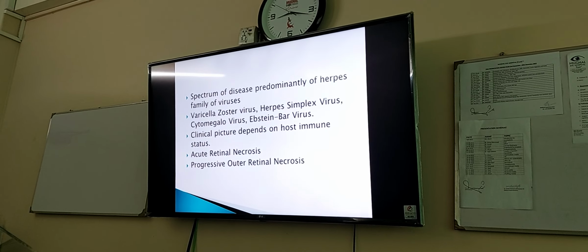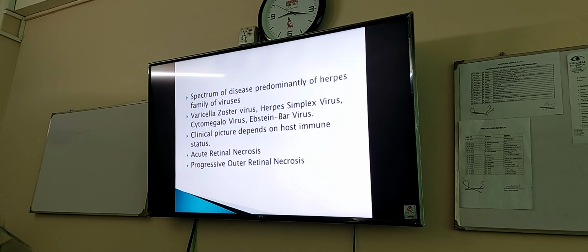Now the diagnostic criteria, the American Uveitis Society criteria for diagnosis of ARN: there should be one or more foci of retinal necrosis in the peripheral retina, rapid progression in the absence of antiviral therapy, circumferential spread, occlusive vasculopathy with arterial involvement, prominent vitritis and anterior chamber inflammation. Scleritis and pain may or may not be present.